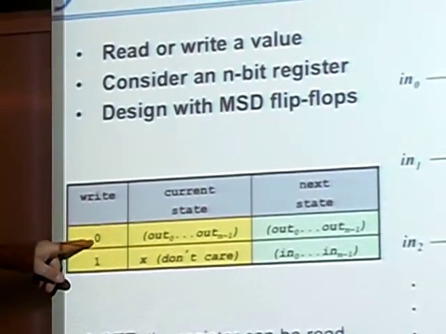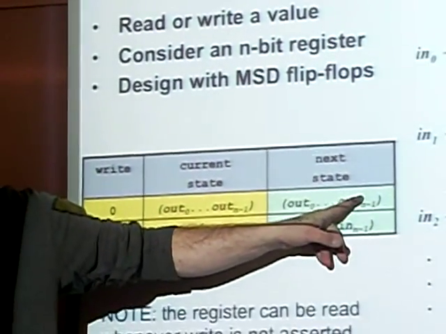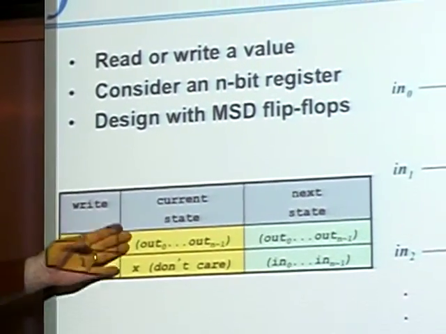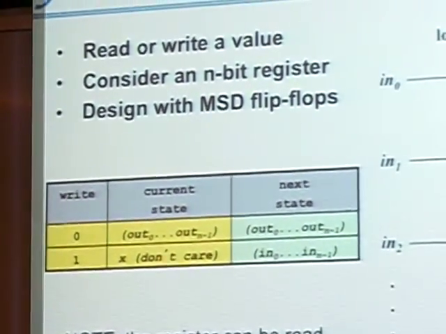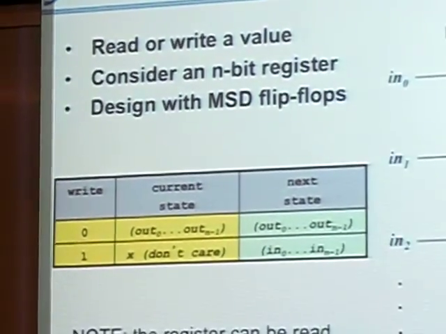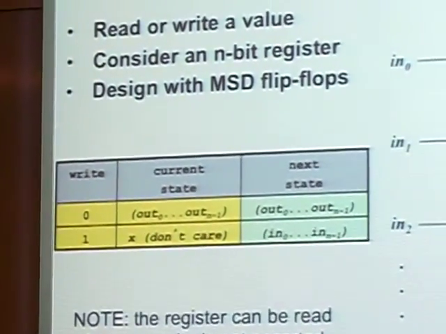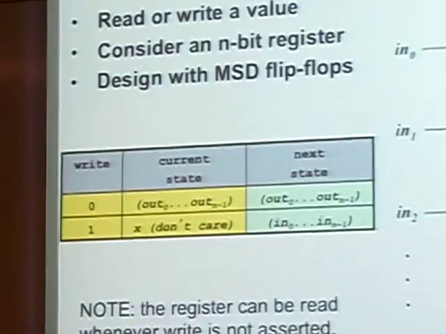If write's not asserted, the output doesn't change. If write is asserted, the next state is the input, and when's the next state? After the clock. Does that make sense? So when you talk about current state, next state, you're talking before the clock and after the clock. All right? What about during the clock? It doesn't mean anything.